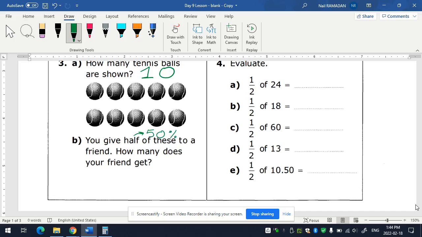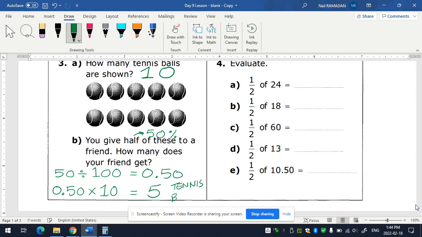So that means, first of all, we divide. 50 divided by 100 is 0.5. I know you don't have to do all this for this particular question, but in general, this is the way. You make the percentage a decimal, and then you multiply 0.5 times 10 tennis balls, giving you what? 5 tennis balls.